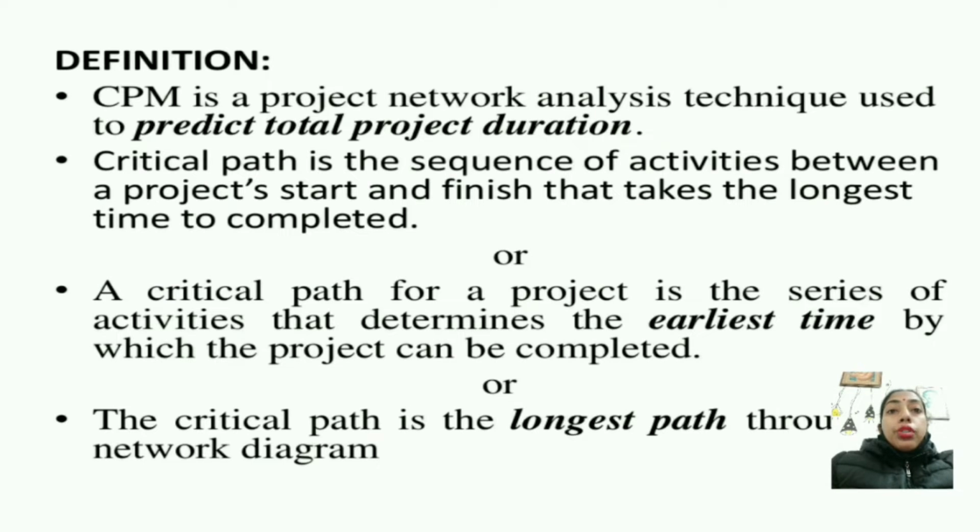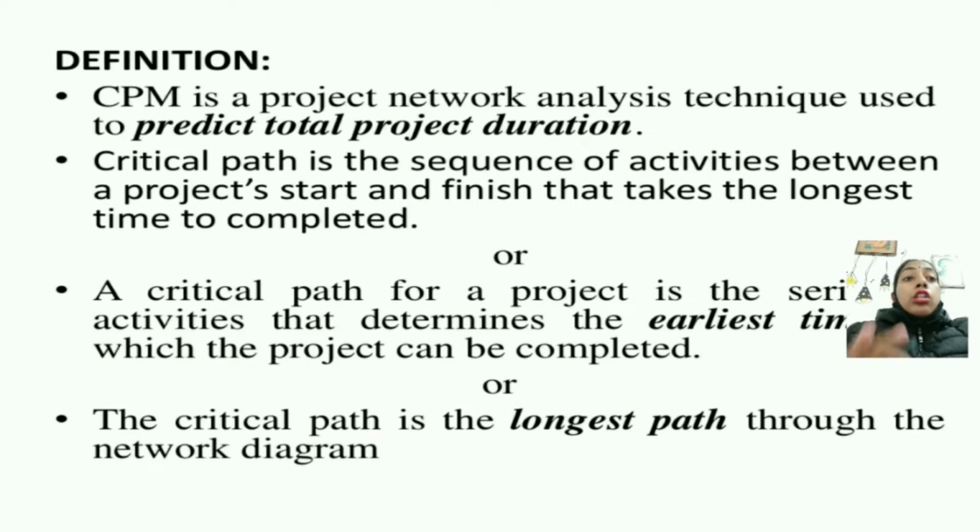Let's start with the definition now. CPM, Critical Path Method, is a project network analysis technique that is used to predict total project duration. Critical path is the sequence of activities between a project start and finish that takes the longest time to complete. Or the critical path for a project is the series of activities that determine the earliest time by which the project can be completed. Or we can say the critical path is the longest path through the network diagram. The longest path is called the critical path.